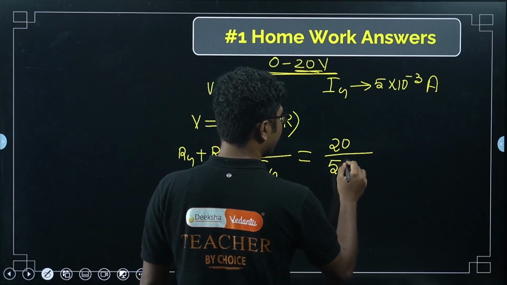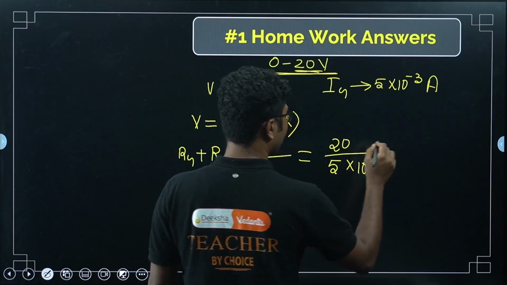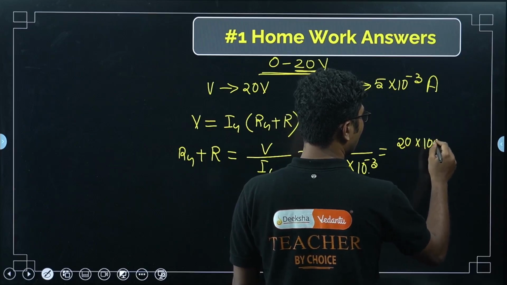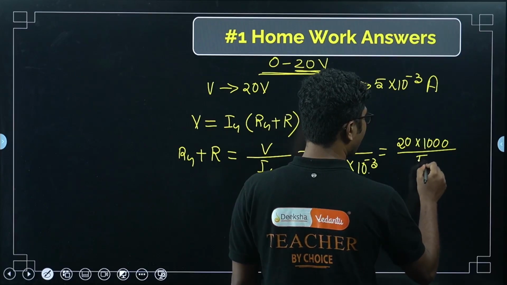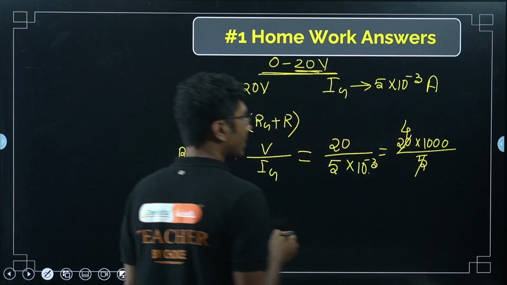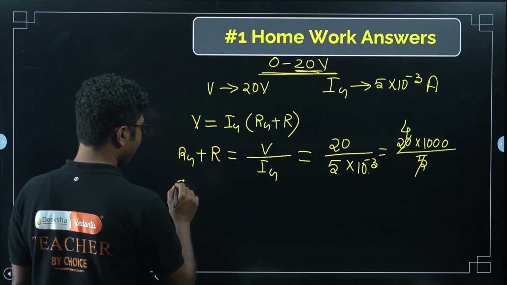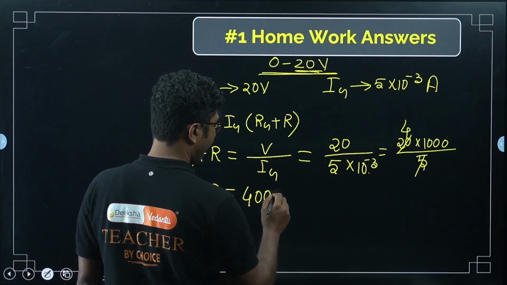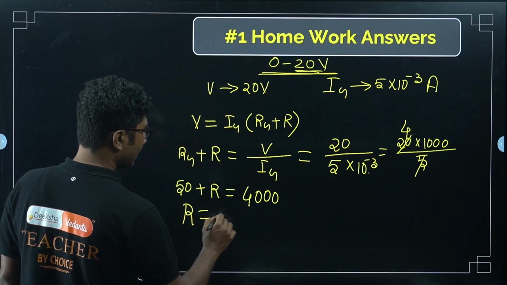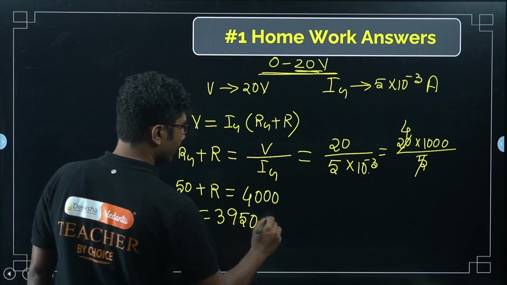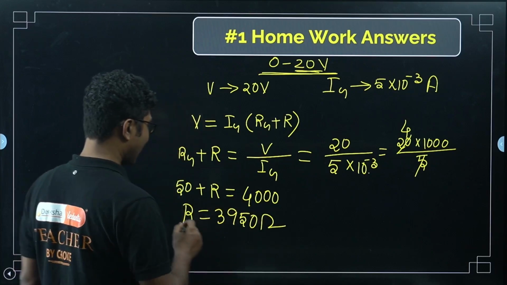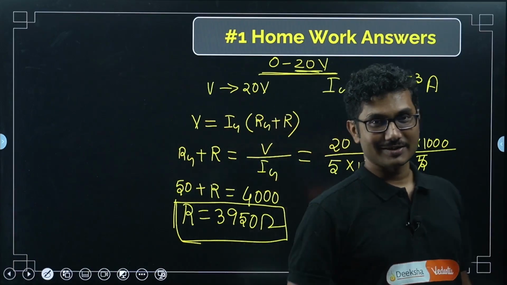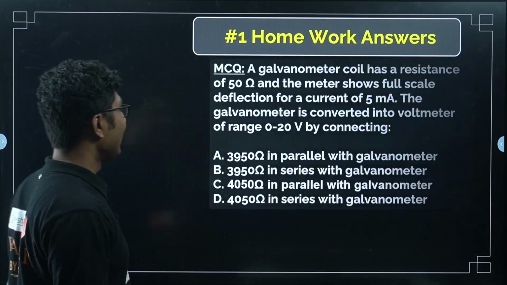Ig is 5 times 10 to the power of minus 3, so it equals 20 divided by 5 times 10 to the power of minus 3. 10 to the power of 3 means 1000. It will go up and it will become 20 times 1000 divided by 5. 5 4s are 20. So Rg, which is 50, plus R equals 4000, right? So R should be 3950, right? Don't ask me how this subtraction happened. If you don't know how to do this subtraction, you should go back and study in class 5 or class 6. Okay. Now let's look into all the options.